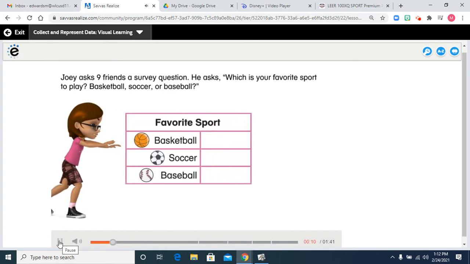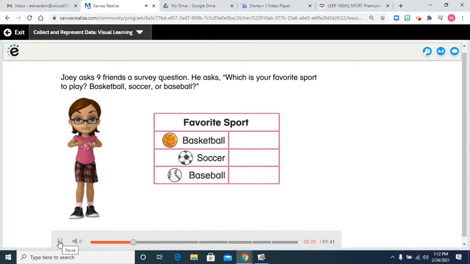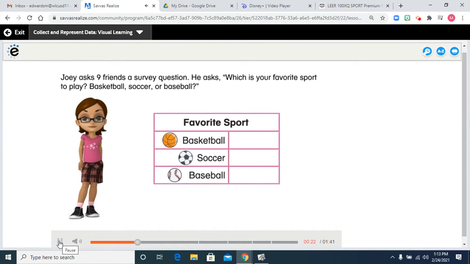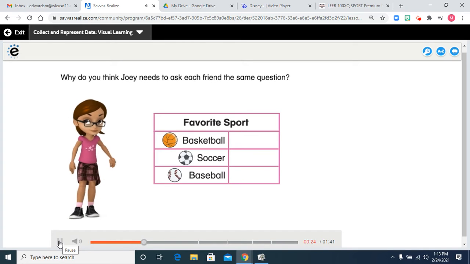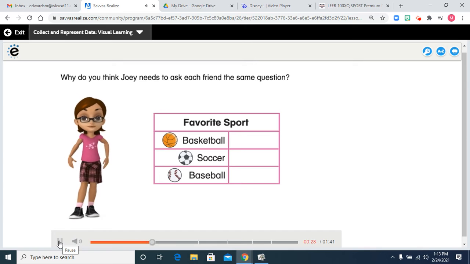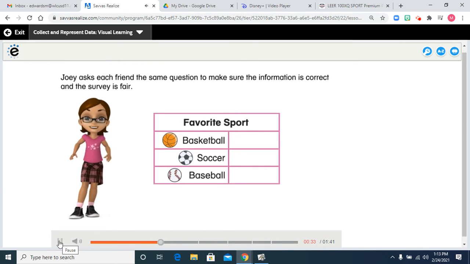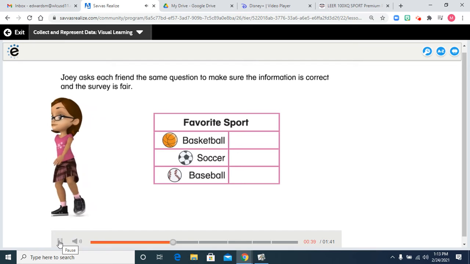Joey asks 9 friends a survey question. He asks, which is your favorite sport to play? Basketball, soccer, or baseball? I like baseball. Why do you think Joey needs to ask each friend the same question? Joey asks each friend the same question to make sure the information is correct and the survey is fair.